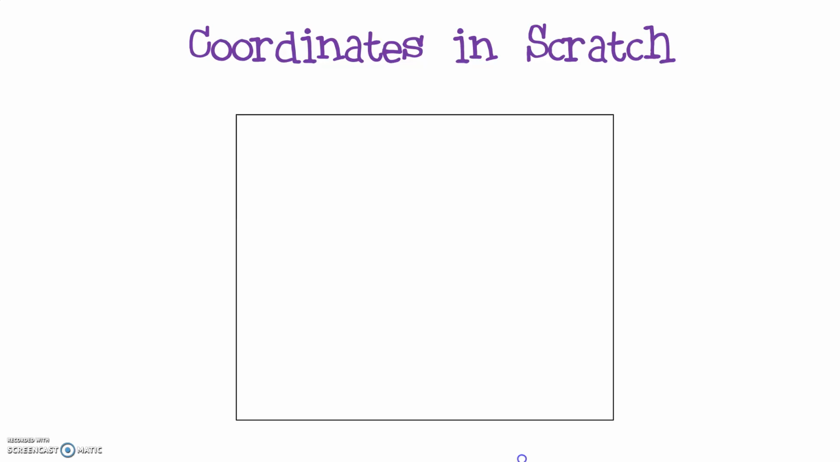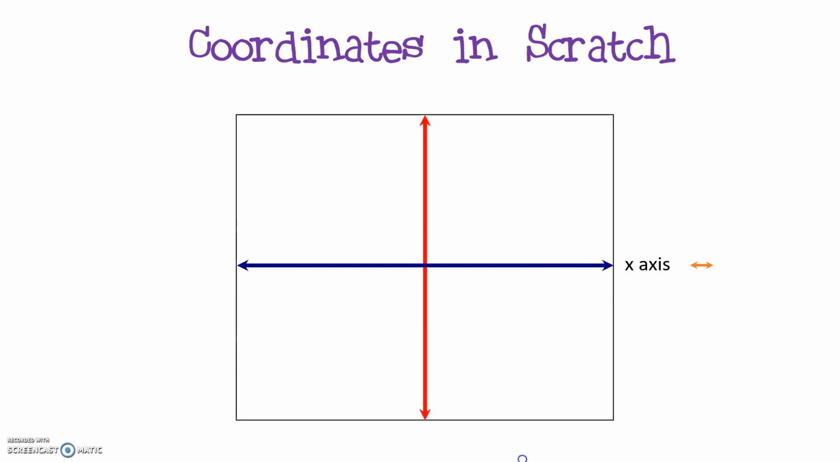Okay, first of all I want you to imagine that this rectangle signifies the stage that your sprite animation or program is created on. Now on that stage, what you don't see, sorry, is that it's actually got two axes. Across the middle, it's got the x-axis, and up and down the middle, it's got the y-axis. Okay, and both of these points meet in the middle of the stage at the coordinate x0, y0.